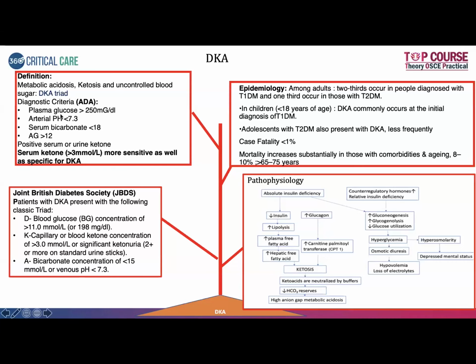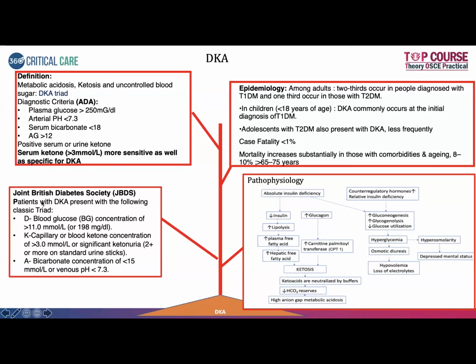So as per ADA, blood glucose more than 250 milligrams per deciliter, arterial pH less than 7.3, bicarbonate less than 18, anion gap more than 12, a positive serum or urine ketone, that is a serum ketone more than 3 millimoles per liter. So this is the criteria as per the ADA.